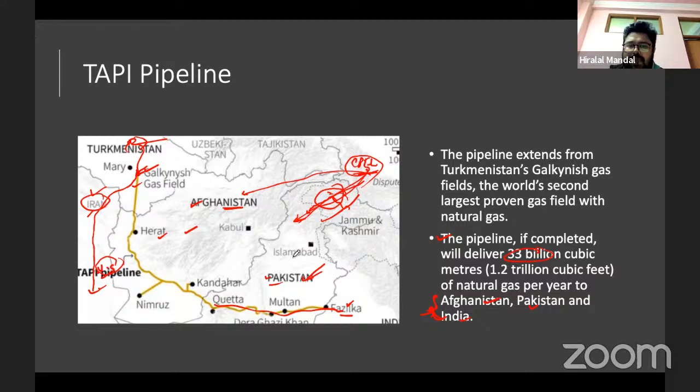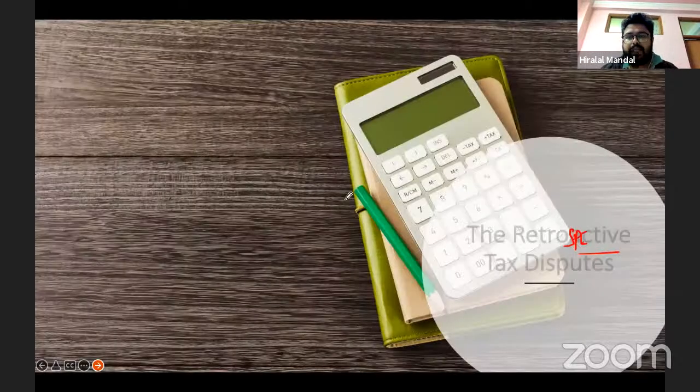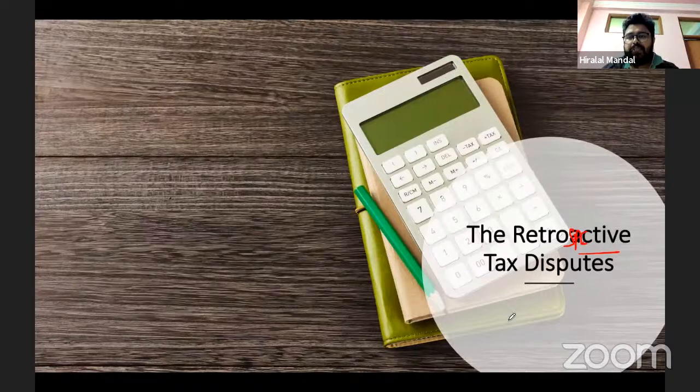What is the place name, Fazilka? Fazilka in Punjab. Okay, let's move on to the next concept, and that is again one major dispute, the retrospective tax dispute.